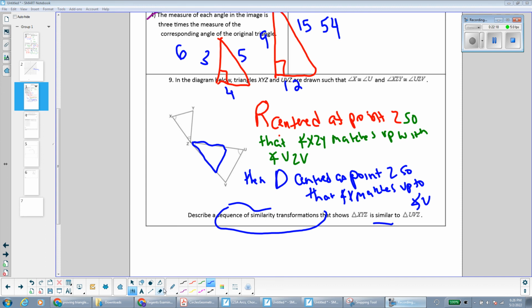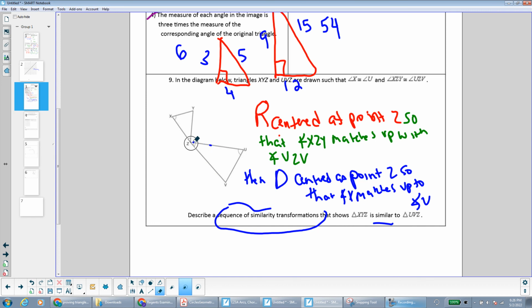So I do want to also clarify, you might have lost points if you didn't put a center of dilation or a center of rotation. Some people did lose points for that.